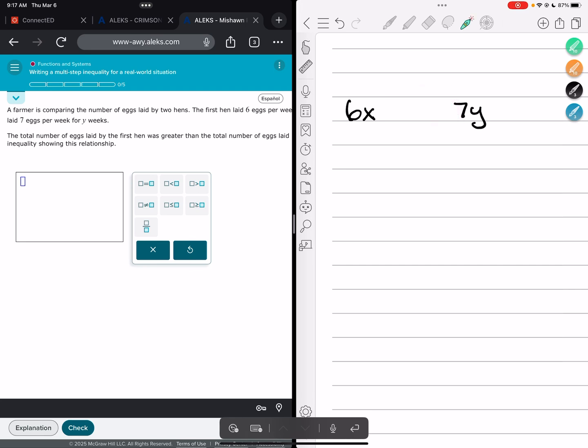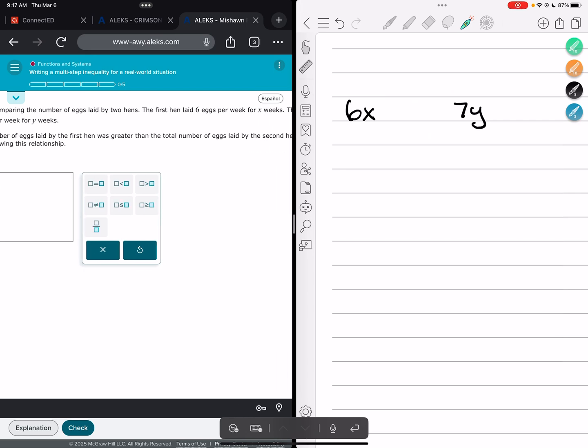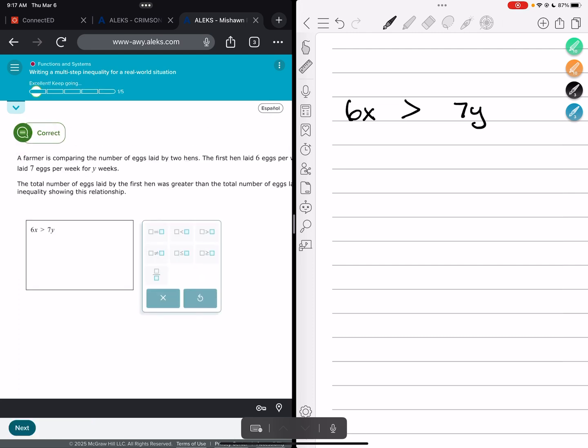The next sentence says that the total number of eggs laid by the first hen was greater than the total number of eggs laid by the second hen. So we just know that this is greater than the second hen. So I can just go ahead and write 6X is greater than 7Y, which we can go ahead and check.